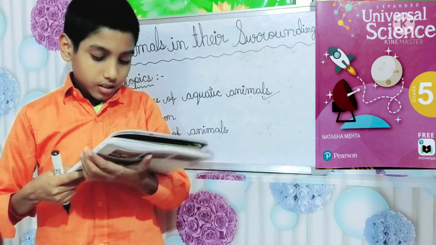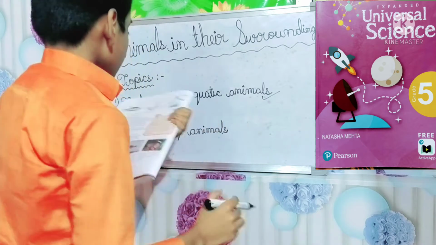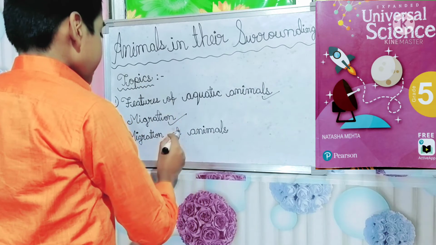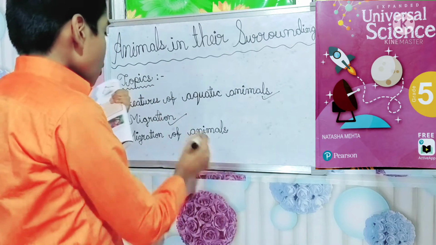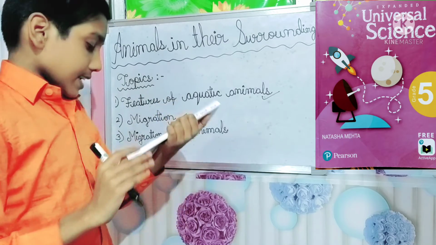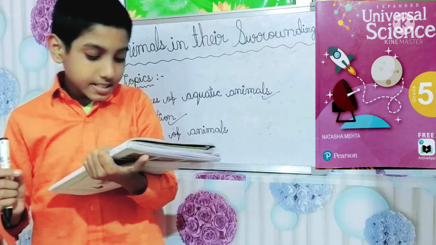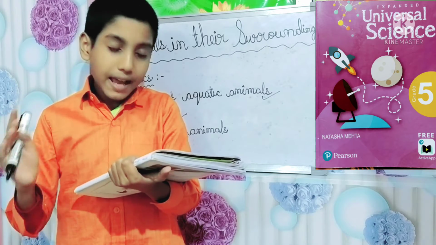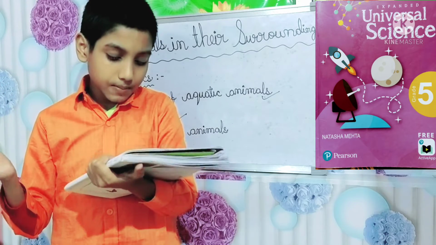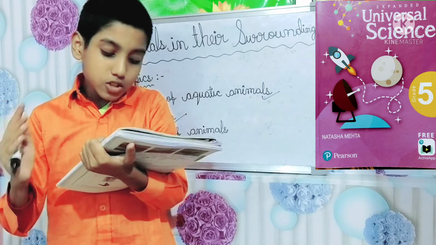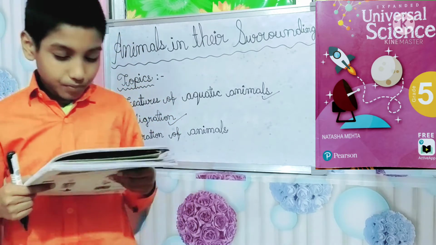Now, this topic also I have completed. Now, migration of animals. But before discussing this, first let's discuss some examples of migration. Like birds that live in cold regions migrate to warmer places in winter. Example, like the Siberian crane flies thousands of kilometers to reach India.